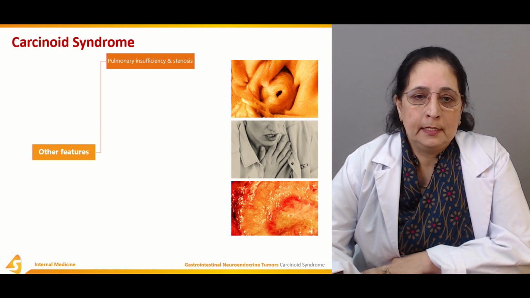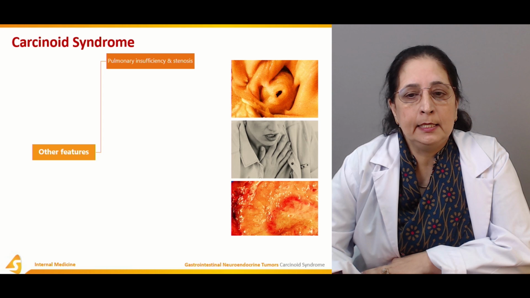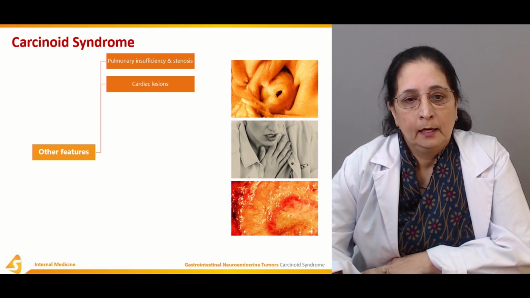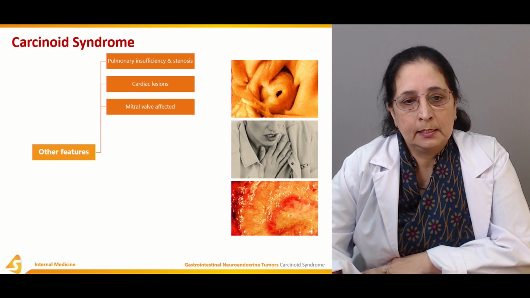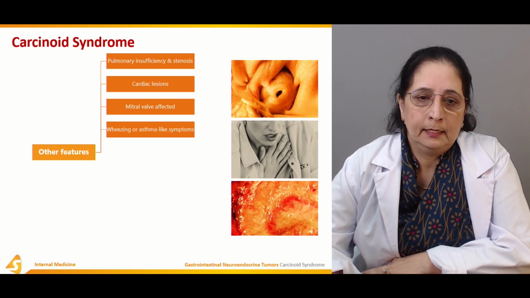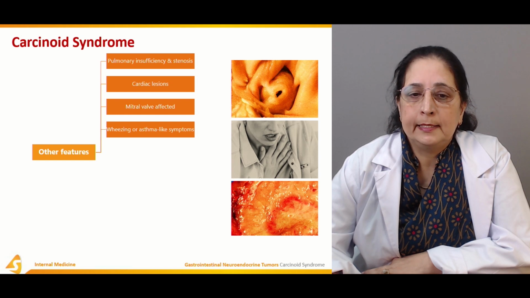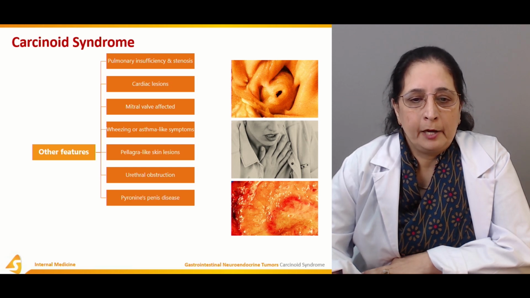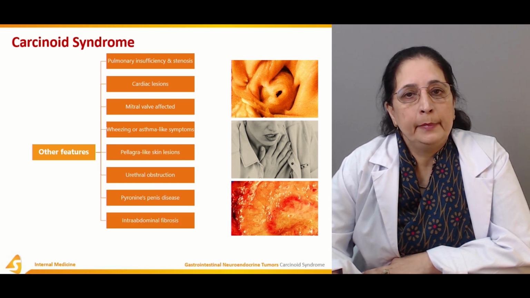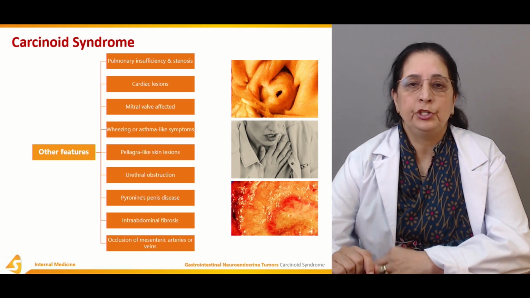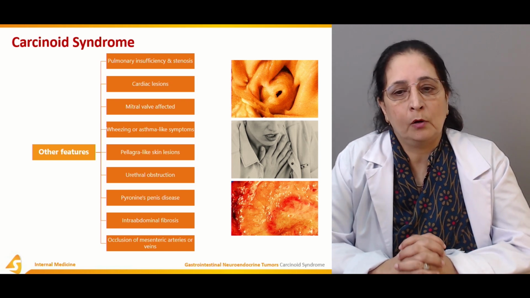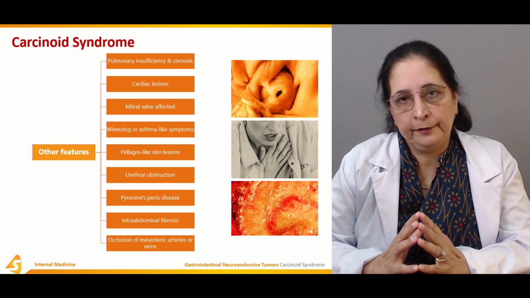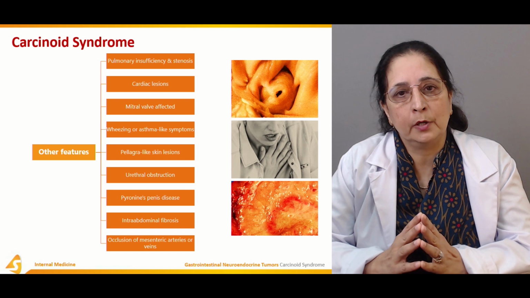Other features: there is pulmonary insufficiency and stenosis. Cardiac lesions are present. Mitral valve is affected. Wheezing or asthma-like symptoms. Pellagra-like skin lesions. Urethral obstruction. Peyronie's disease. Intra-abdominal fibrosis and occlusion of mesenteric arteries or veins. So these are all the features associated with carcinoid syndrome.